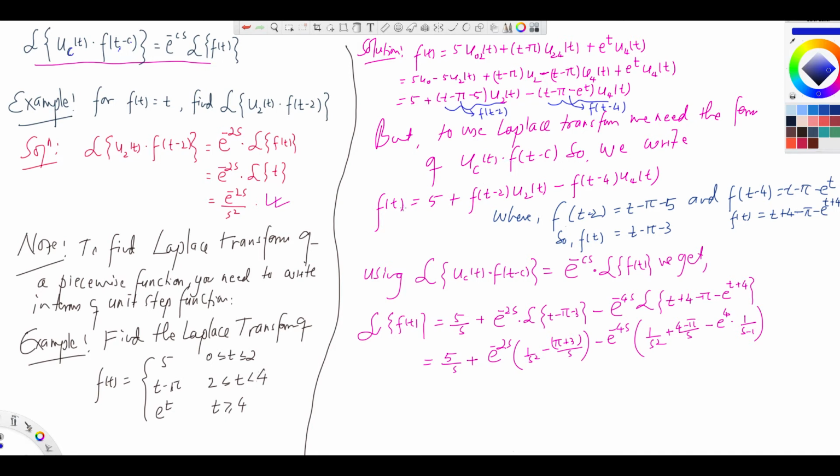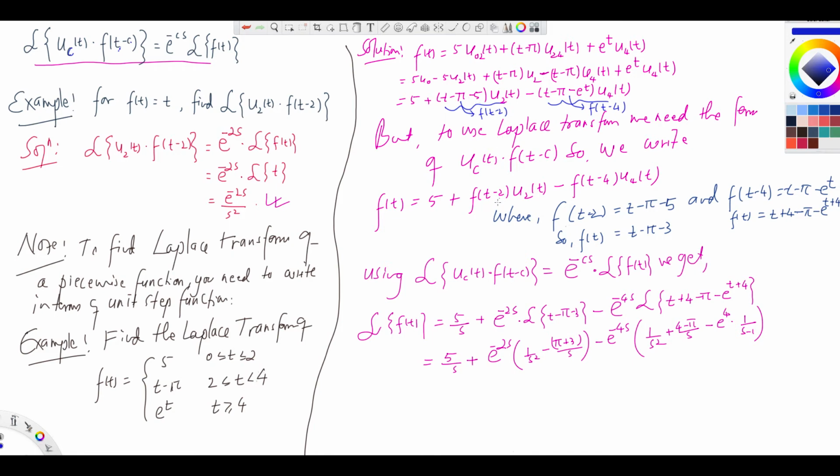So we write f of t equals 5 plus f of t minus 2, because to find out the Laplace transform of that term, that's what I'm going to do, okay? F of t minus 2 u2t minus f of t minus 4 u4t, okay? You can use another way of doing that, right? Because we know the Laplace transform of u2t. How do you find out the Laplace transform of uct? You can use that method, but we are doing the same problem, slightly different method, okay?